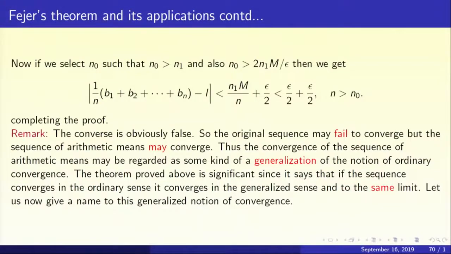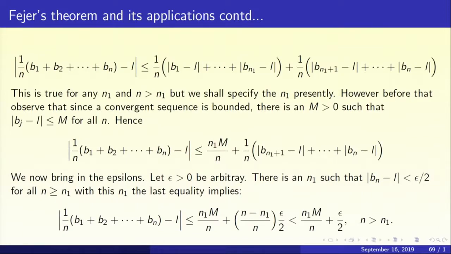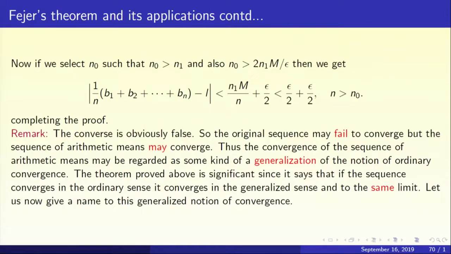Now, we need to select the n in such a way that the first piece n1 M upon n is also less than epsilon by 2. So, we select our n naught such that first of all this new n naught must be bigger than the old n1, so that we have gone past n1. So, whatever we have done earlier continues to hold. Now, we select our n naught such that n naught is bigger than 2 n1 M upon epsilon. If that happens, then when n is bigger than n naught, n will be bigger than 2 n1 M upon epsilon. So, the piece n1 M upon n will be less than epsilon by 2, and we will get the result, namely that the arithmetic means (1/n)(b1 + b2 + etc. + bn) minus L in absolute value is less than epsilon when n is larger than n naught. And this completes the proof of Cauchy's first limit theorem.